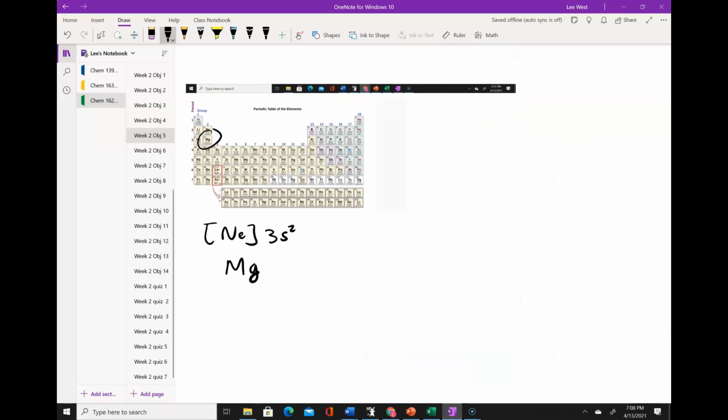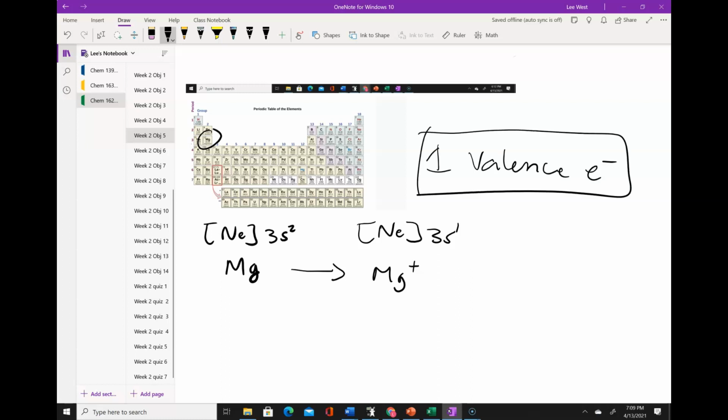So what electron's going to go? It's going to be that one, right? So when this becomes Mg+, we're going to take away one of those 3s electrons. So how many valence electrons has it got? Remember, valence electrons are outer s and p plus any partly filled d's. This doesn't have any outer p's, but it has one outer s, so we get 1 for that, and it doesn't have any partly filled d orbitals. So it's got one valence electron, all right?